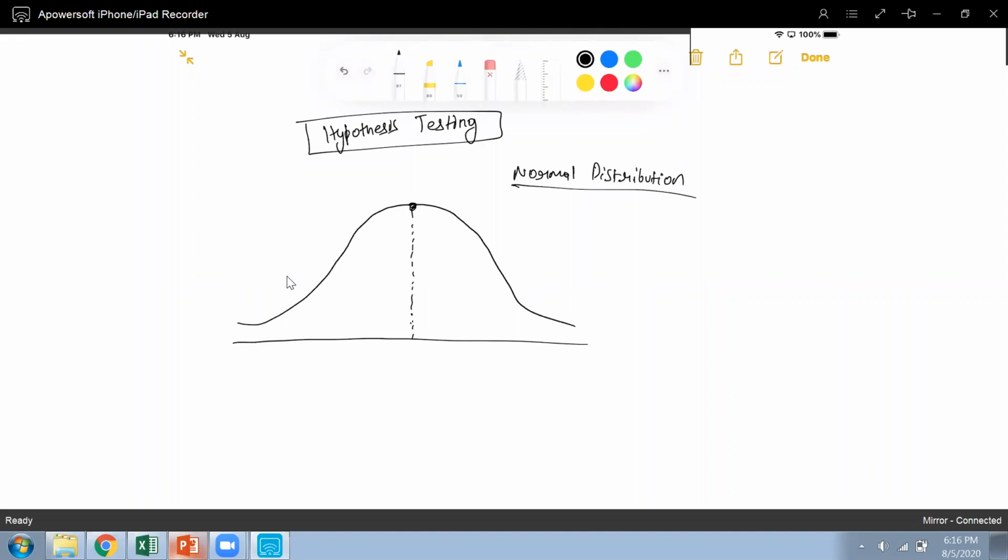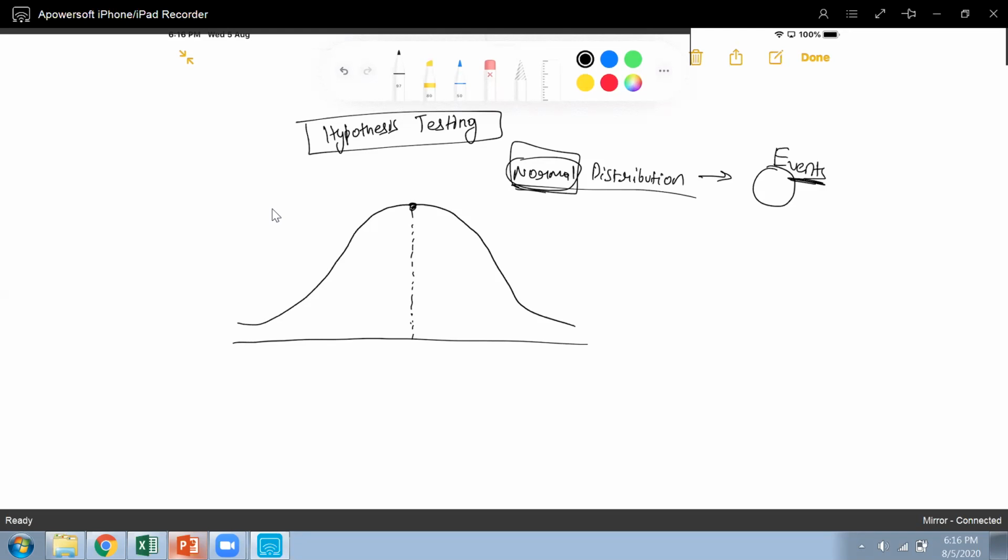Does anyone of you know why we call this a normal distribution? Why do we use this name normal? The reason is that most of the events that happen in the universe follow a normal distribution. That's why it is called a normal distribution. This distribution is very normal in every event.